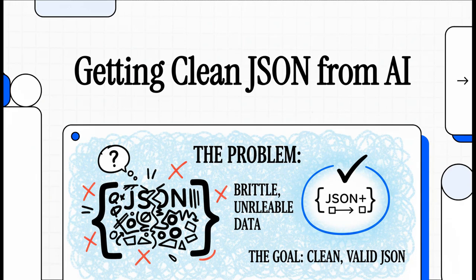Welcome to The Explainer. Today, we're diving into a problem that makes developers want to pull their hair out, getting AI models to give you reliable, clean JSON. This is supposed to be the easy part, the foundation for building cool automated stuff. But man, it's often the first thing to break.